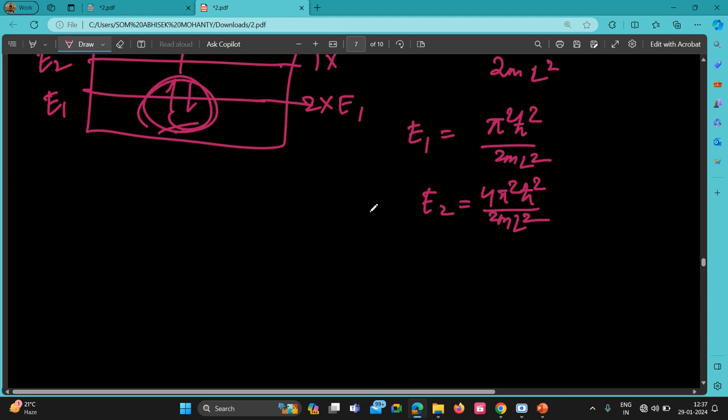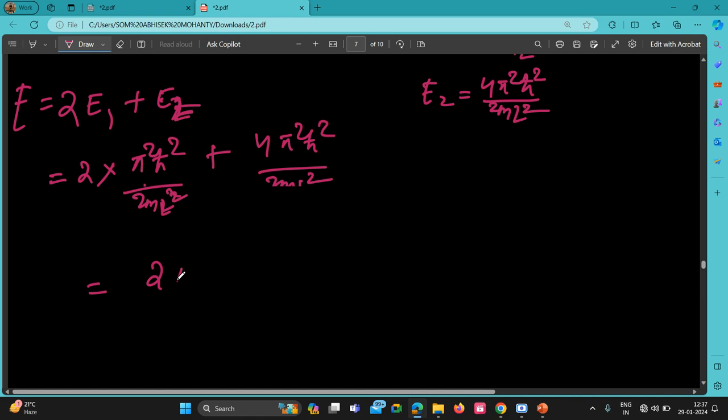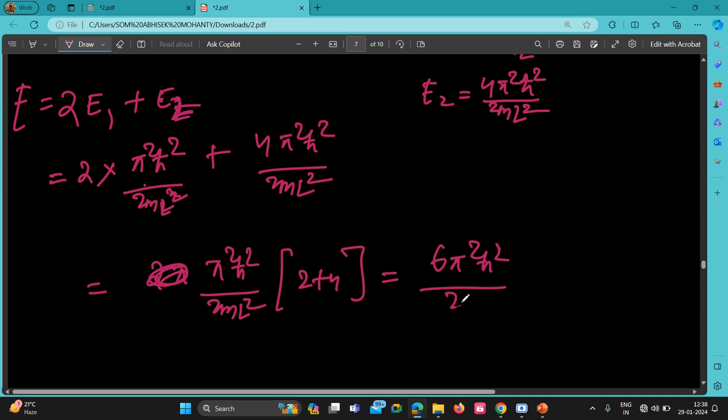So total energy is equal to 2 E1 plus E2. E1 is pi square h cut square by 2 m L square, and E2 is 4 pi square h cut square by 2 m L square. If we add both, taking pi square h cut square by 2 m L square common, that would be 2 plus 4. So the answer is 6 pi square h cut square by 2 m L square. This is what we are asked.